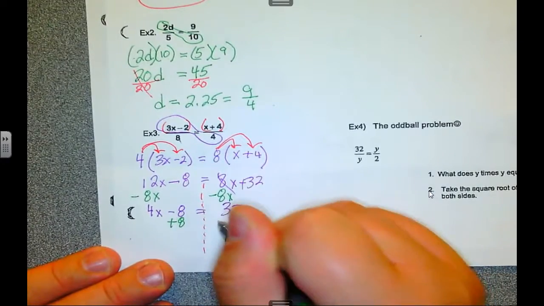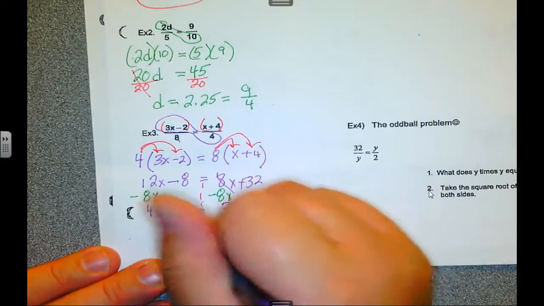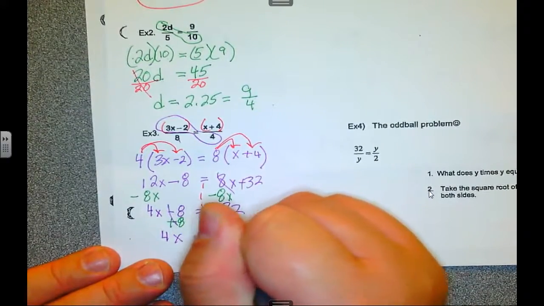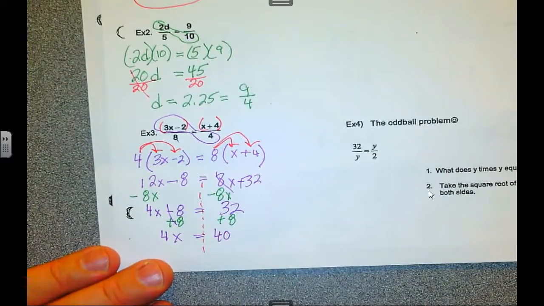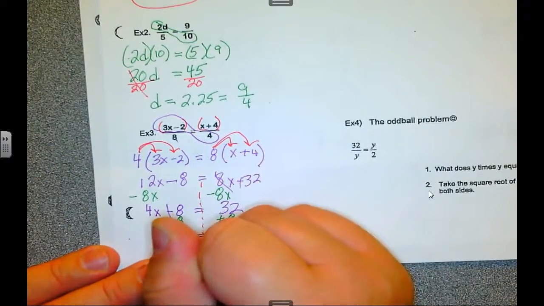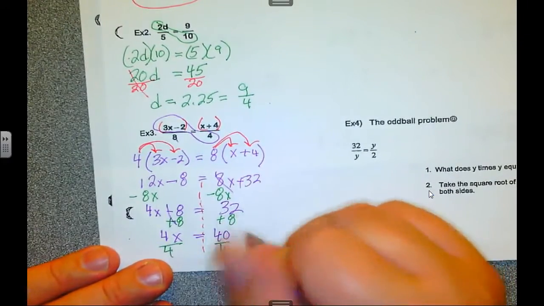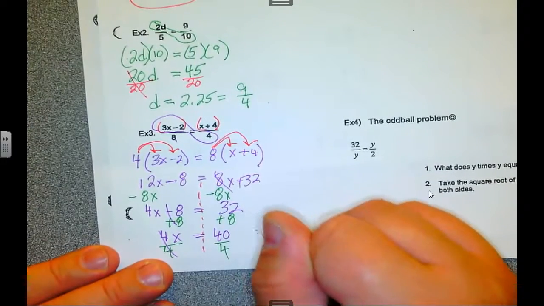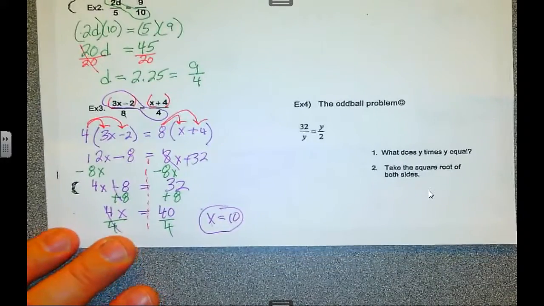What did you say x was? You are so good. 4x equals 40. Divide by the coefficient 4. And x equals 10.